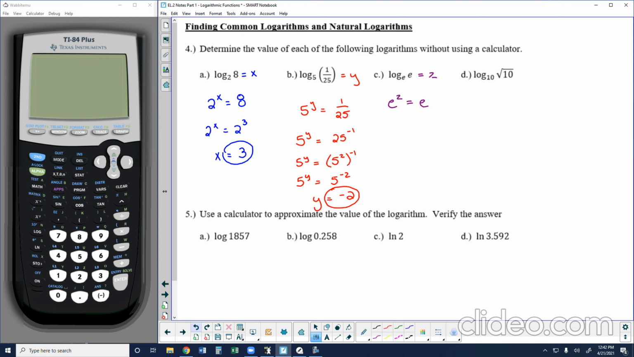So this would be e to the first power, since there's no exponent written there. I have the same bases. So this would be 1. So log base e of e is equal to 1.